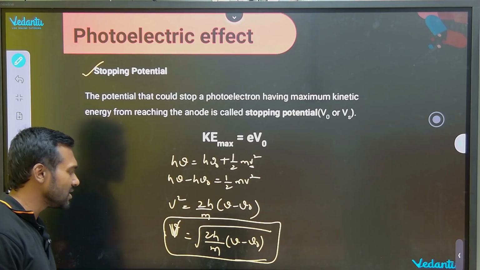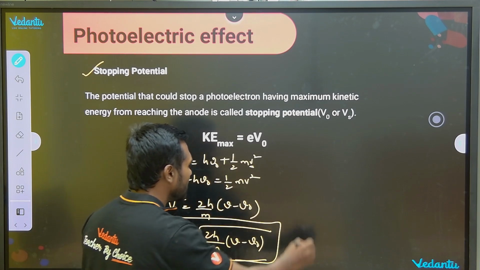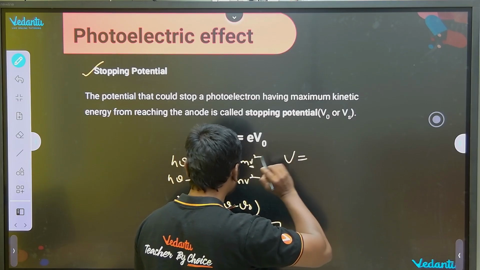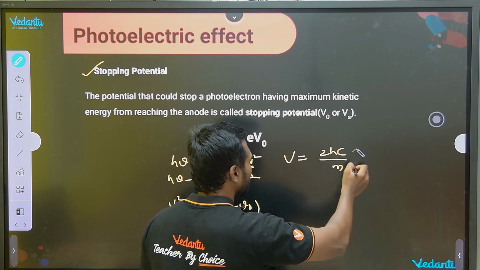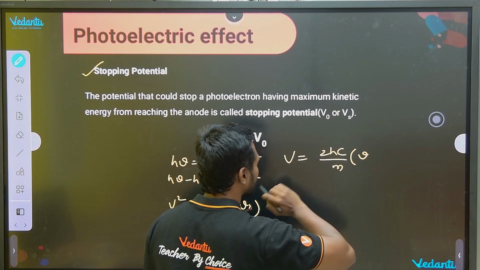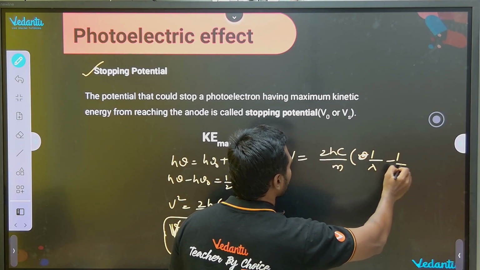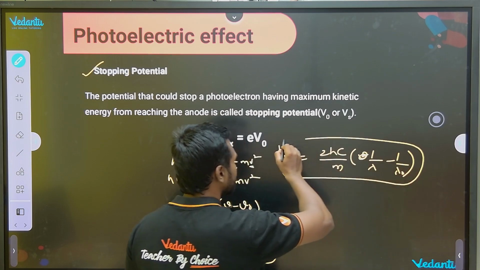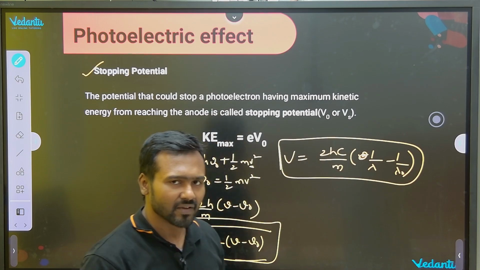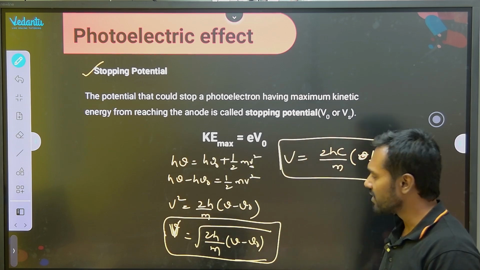If they are asking in terms of wavelength, the velocity of ejected electrons is equal to the square root of 2hc by m into (1 by lambda minus 1 by lambda naught), since nu is c by lambda. This is the velocity of ejected electrons in terms of wavelength, and the earlier one is the velocity in terms of frequency.